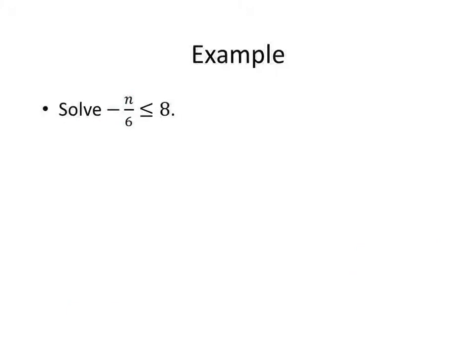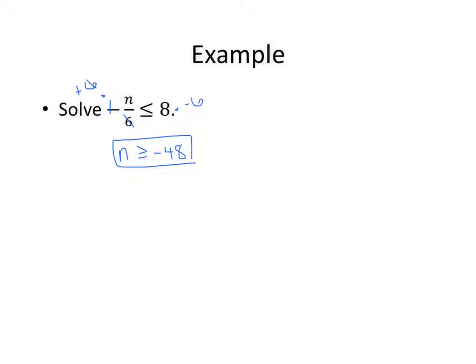All right, so negative n over 6 less than or equal to 8. So we have to get n by itself. And how do we do that? We're going to multiply by negative 6, because 6 on top, 6 on bottom cancels. A negative times a negative becomes a positive. And we're going to get n is greater than or equal to, because I'm switching my inequality because I multiplied by a negative, negative 48. So there is our answer.